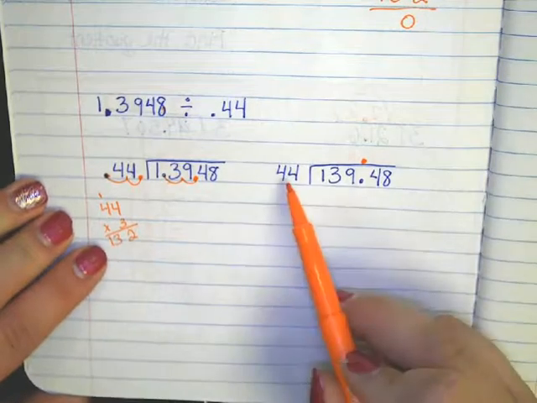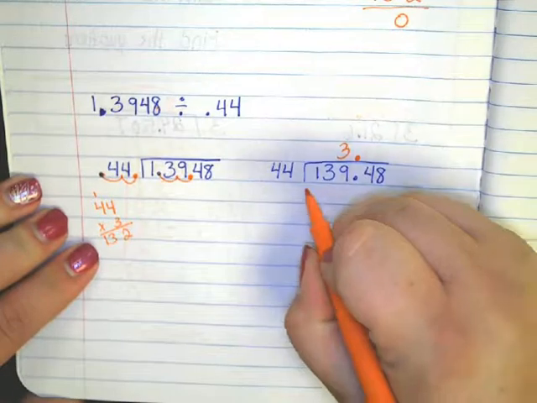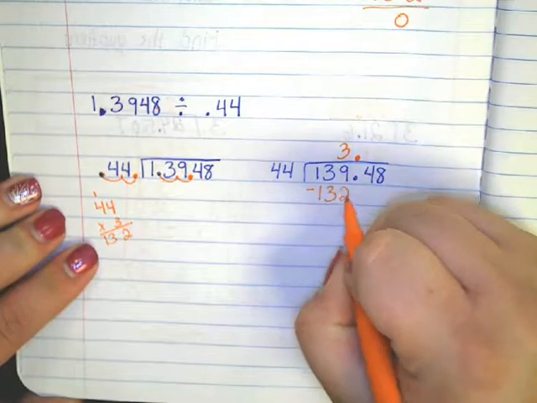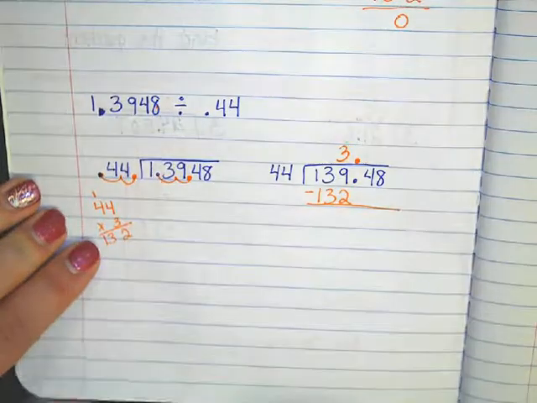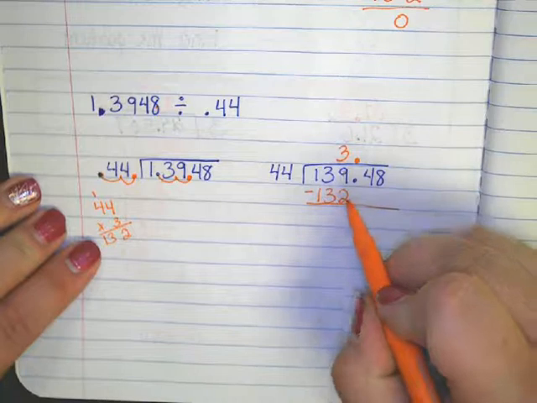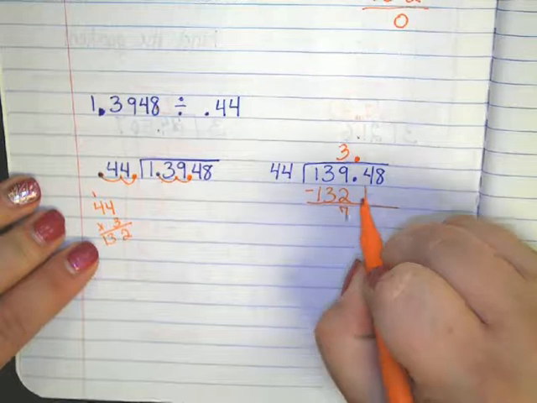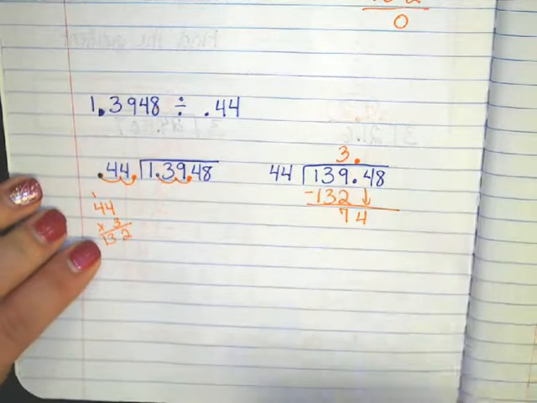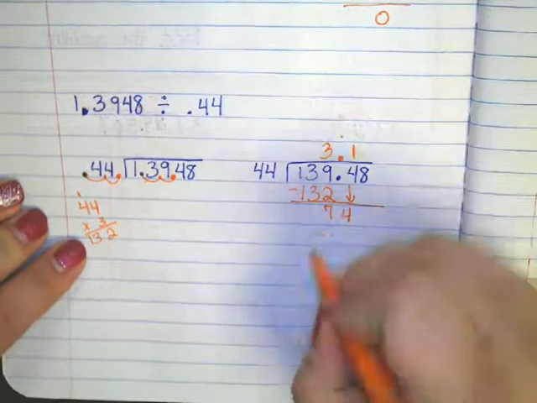9 minus 2, we got to finish this problem first. Okay. 9 minus 2 gives me 7. Bring my 4 down. 44 into 74. 1 time, which gives me 44. 7 minus 4 is 3. Bring my 8. 44 into 308.